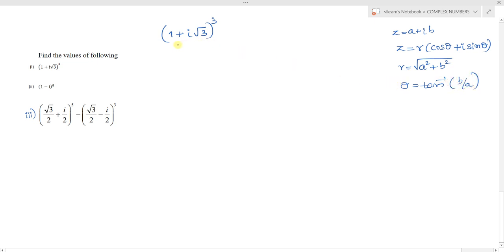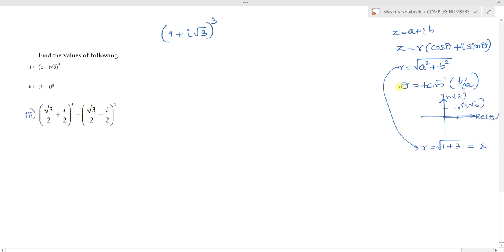Now, given the question 1 plus i root 3, the real part is positive and the imaginary part is also positive. So the point (1, root 3) is in the first quadrant, then theta equals tan inverse b by a. Now what is r over here? r equals the square root of 1 plus root 3 whole square, which is 1 plus 3 equals 4, so r is nothing but 2.